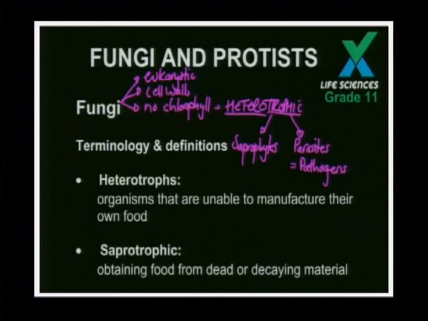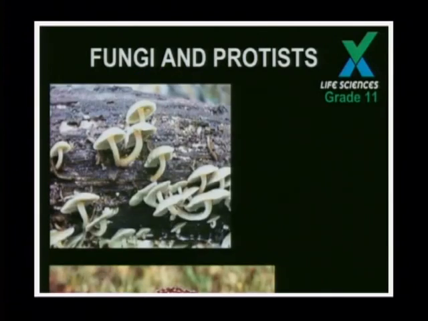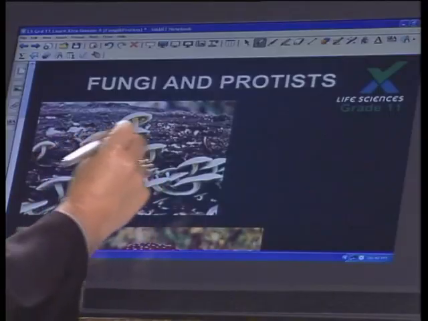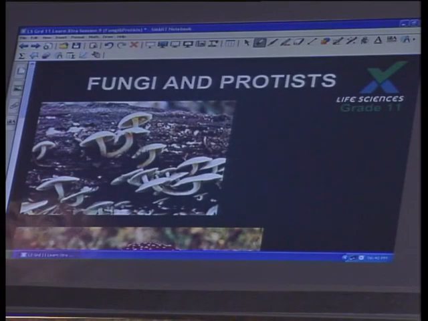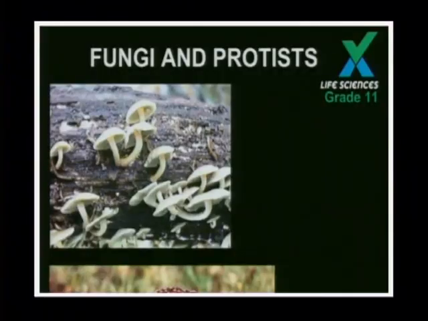There are a number of different examples of fungi. Some of them you may be familiar with. Here we have a mushroom type of fungus that you can see growing on an old tree stump. This kind of fungus is a saprophyte because it's breaking that dead tree stump down and returning the nutrients to the soil.